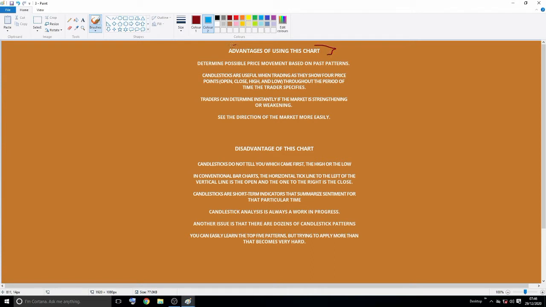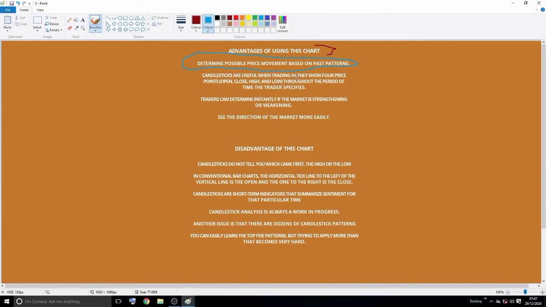So, advantages of using a candlestick chart. Candlesticks determine possible price movement based on past patterns. So after learning candlestick patterns, you will just look at the pattern and you will know what it means and what might happen. It's not giving you the exact signal, but it's telling you what is likely to happen.